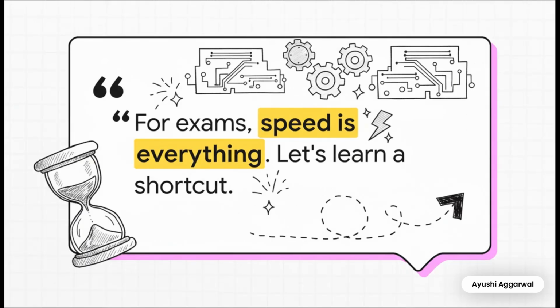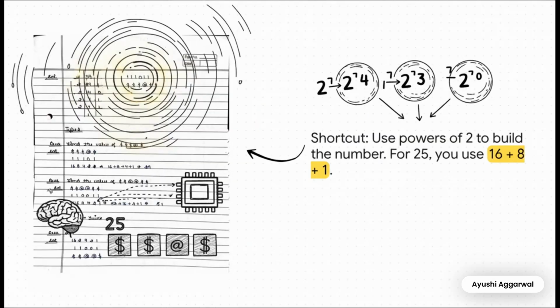But let's be real, who has that kind of time in an exam? The division method is great for understanding the concept, but for speed, we definitely need a shortcut. Okay, for this shortcut, you just need to remember the powers of 2. 1, 2, 4, 8, 16, 32, and so on. Now, let's say we need the code for 25. Just think, which of these powers add up to make 25? Well, it's 16 plus 8 plus 1.